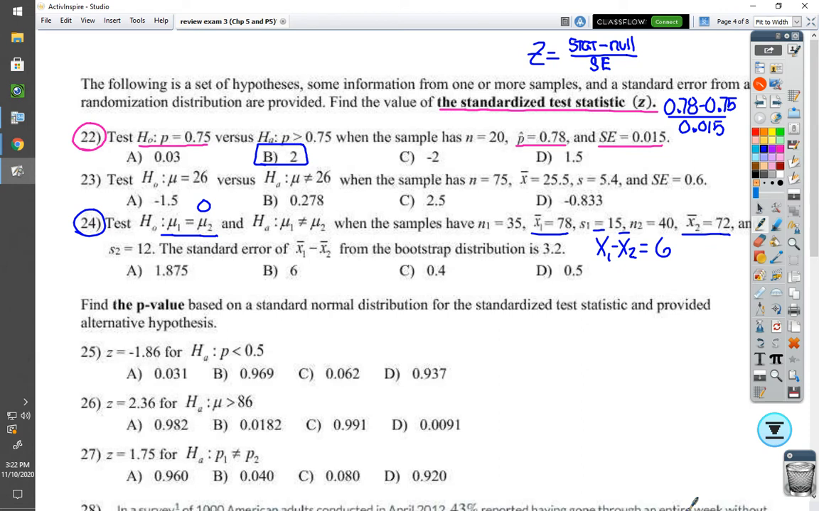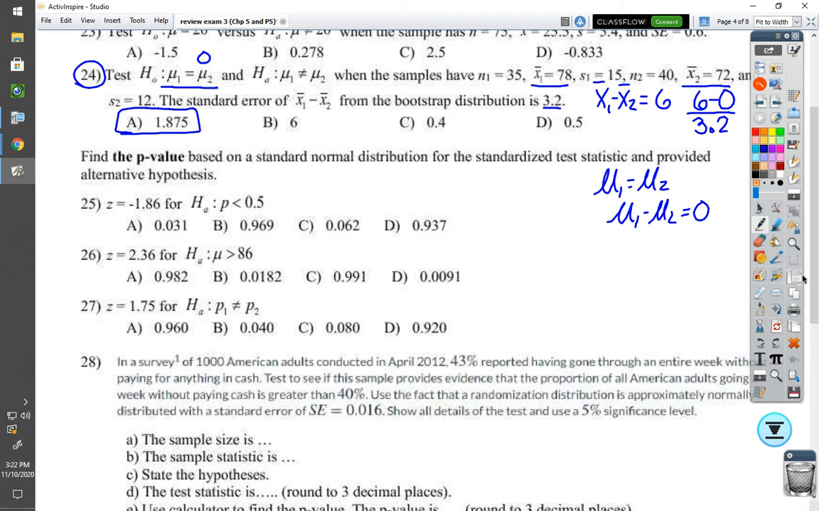In order to calculate this statistic, we would have to take 6, the stat, minus the null, 0, divide by the standard error of the situation, and the standard error of the situation was 3.2. Again, the null is 0 because if mu1 equals mu2, then mu1 minus mu2 is equal to 0. Your proper calculation for number 24 is 1.875 z-value.